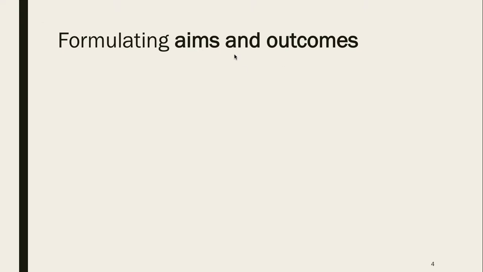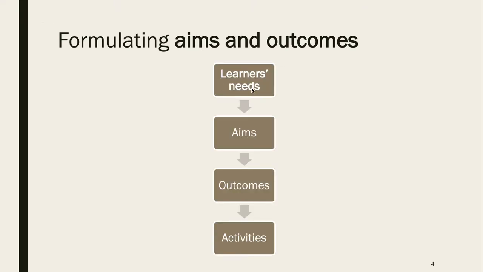Okay, formulating aims and outcomes. For example, we have learners' needs, aims, outcomes, and then in-class activities. So we're moving from the general to the specific. The learner's needs, really general. The aims, what we want them to improve in the long term. The outcomes, how we plan step by step to build toward that aim. And the activities within each lesson to, indeed, build toward the goal.